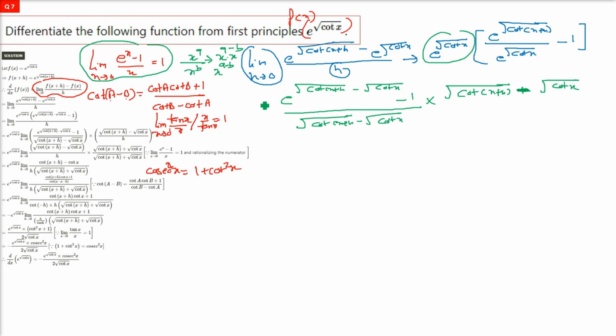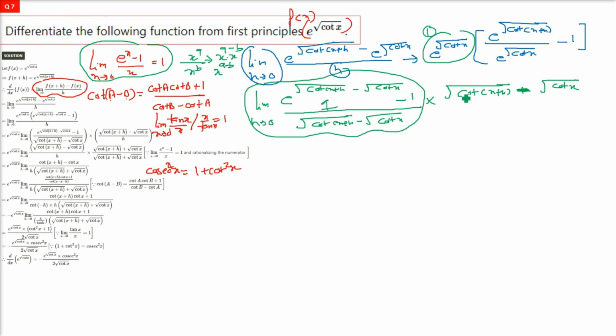Okay. So this limit h tends to 0, and this whole term, because (e^x - 1)/x, is going to be 1. Remember, this was already there. We are going to use it in a short while.